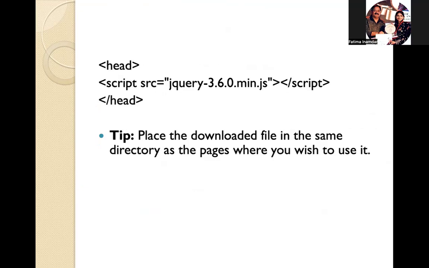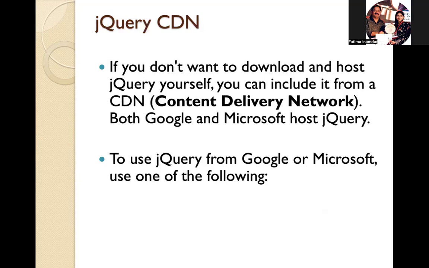This is the simplest way I can add here in a head, in a script src, we can add the particular jQuery, which is the 3.6.0, and then we have to use the .min.js. So basically this is the place, download the file in the same directory as the page where you wish to use it. The most important aspect.